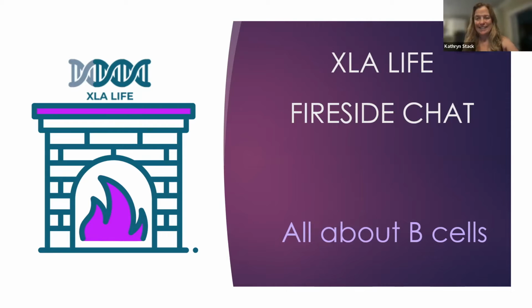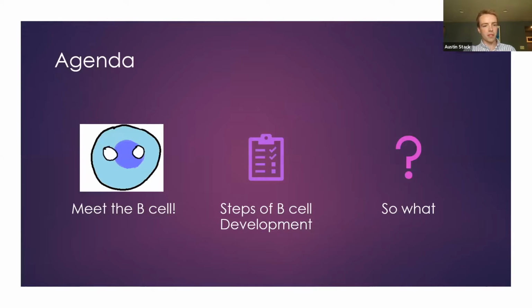So on the agenda, we're going to meet the B cell. We're going to go through the steps of B cell development. And then finally, we're going to go through the so what. Why does this matter? Why do XLA patients need to know about B cell development? We don't have B cells, so why does it matter, basically?